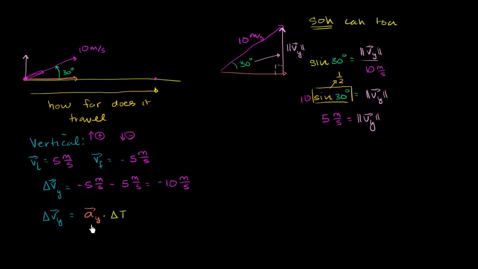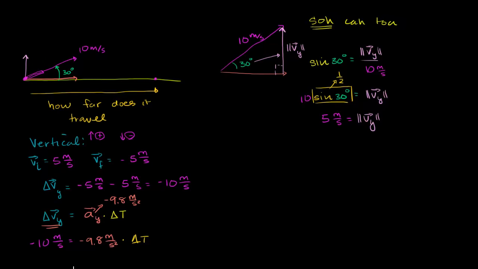What's our acceleration in the vertical direction? Well, it's the acceleration due to gravity, or the acceleration that the force of gravity has on an object in free fall. And so this right here is going to be -9.8 meters per second squared. So this quantity over here is -10 meters per second. We figured that out. That's going to be the change in velocity. -10 meters per second is going to be equal to -9.8 meters per second squared times our change in time.